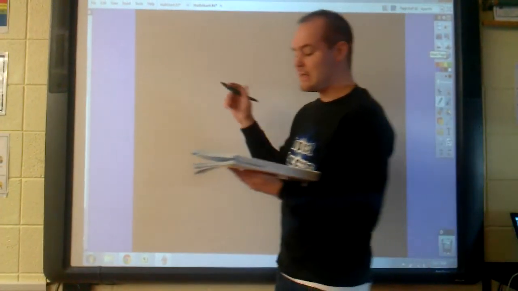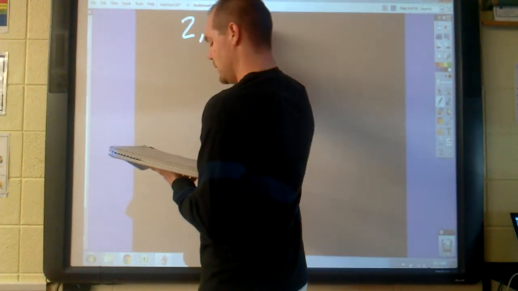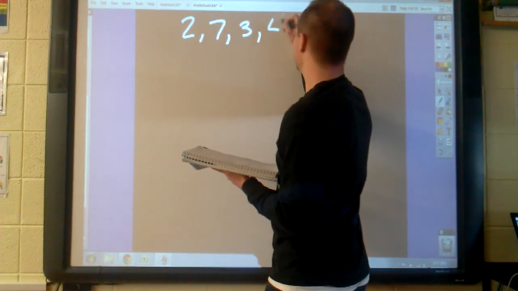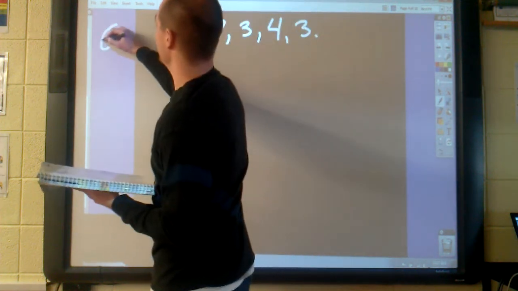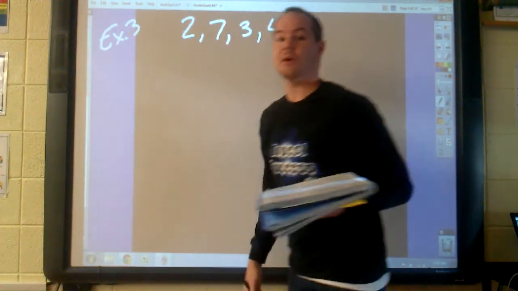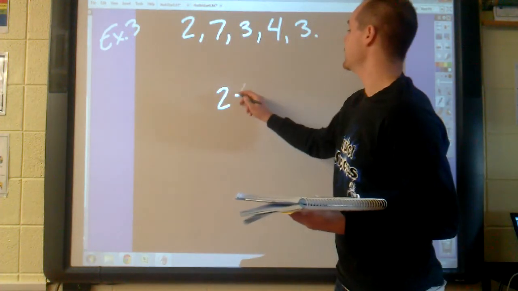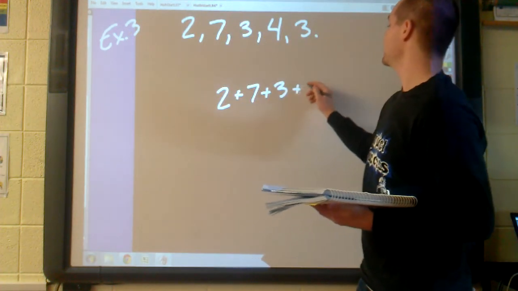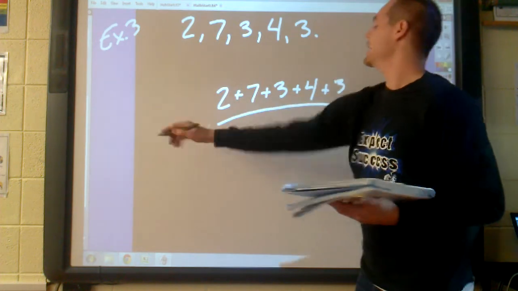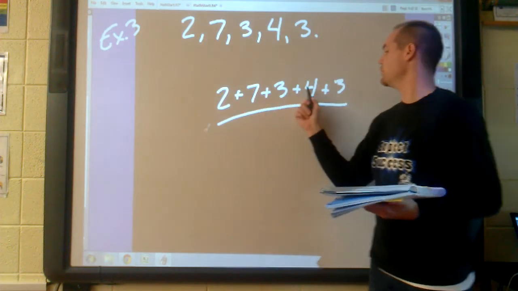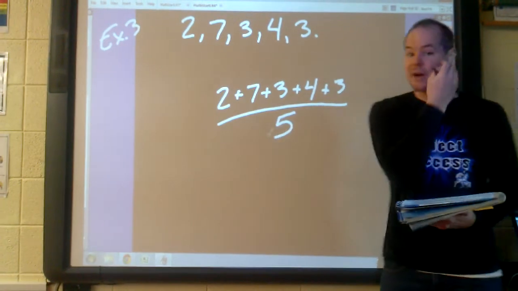It says find the mean of this set of data. We have 2, 7, 3, 4, 3. This is example 3. Please write this down on your sheets. Okay, so I'm just going to take 2 plus 7 plus 3 plus 4 plus 3. I count the total number, 1, 2, 3, 4, 5, and I divide by 5.